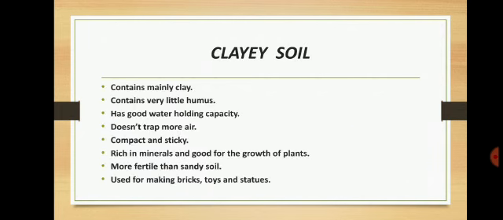Next, the clay soil. The next type of soil that we will discuss is the clay soil. Let's see what the properties of clay soil are. Clay soil contains mostly clay. As we all know, clay has very small particles with very small spaces. Hardly any sand or silt is in it.